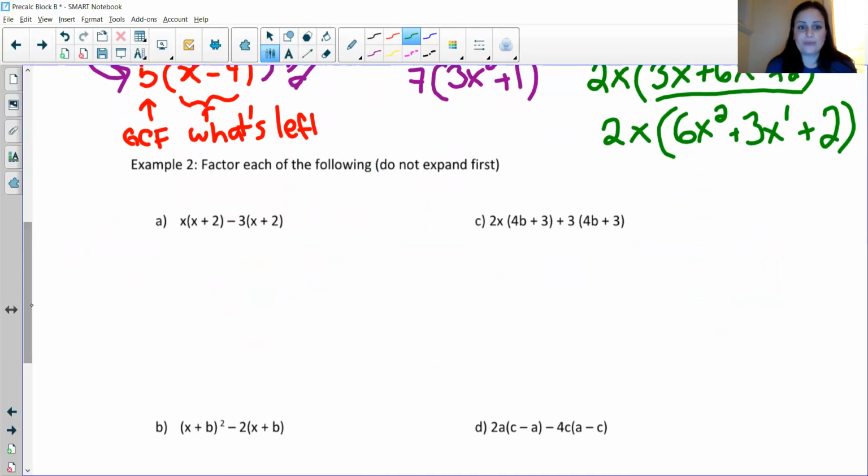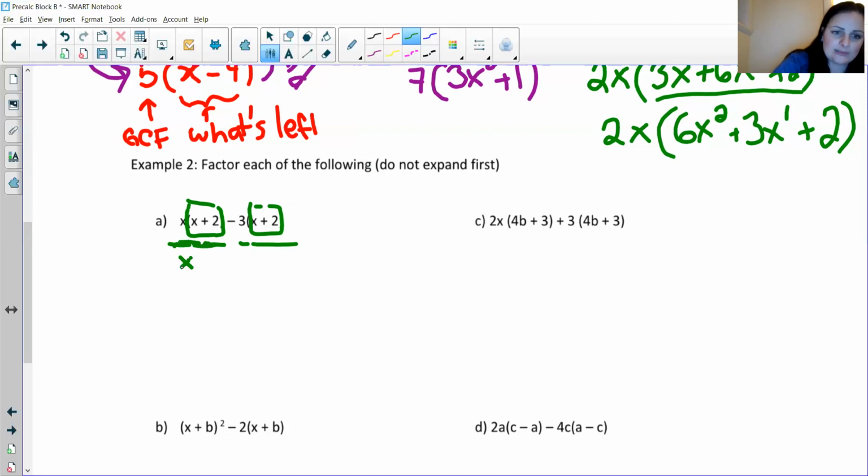Example number 2. With this one, we have a moment of panic because it's like, wait a minute, that doesn't look the same. But if you just think about the stuff in the bracket as being like a green box, and then this is a huge term and this is another huge term. Do both of those massive terms have something in common? Of course they do. They have the thing that's in the green box that is common, which is x plus 2.